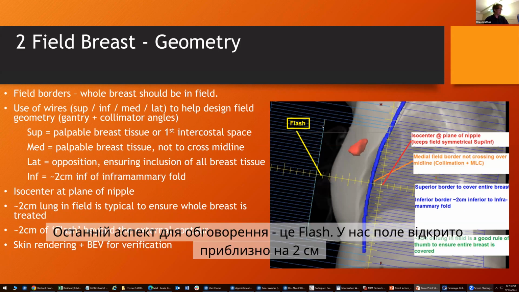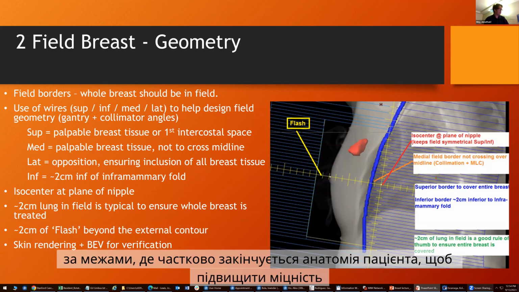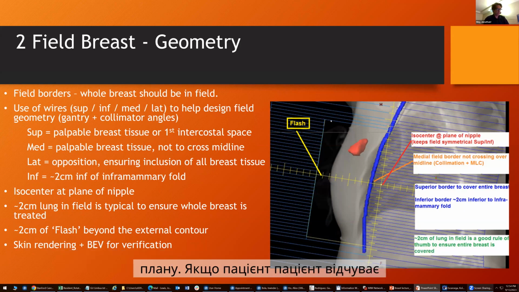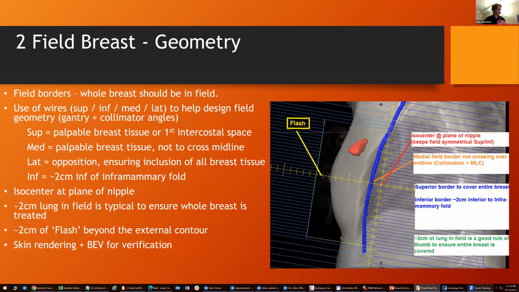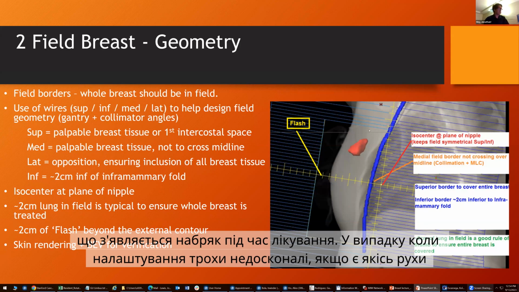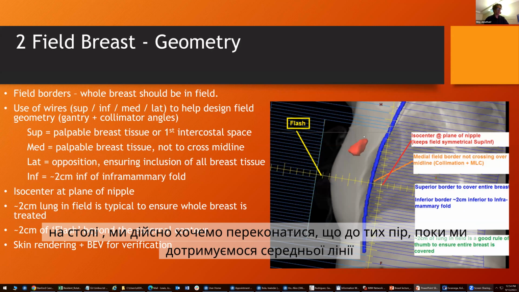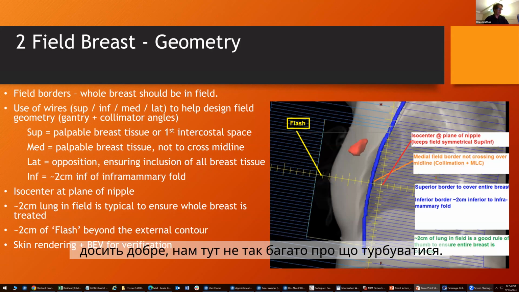The last aspect to discuss is this flash. We have our field open about 2 centimeters beyond where the patient's anatomy ends, partially to increase the robustness of the plan. If the patient experiences any swelling during treatment, if the setup is a little bit imperfect, if there's any rolling on the table, we really want to make sure that so long as we're following the midline contour quite well, we don't have as much to worry about over here.